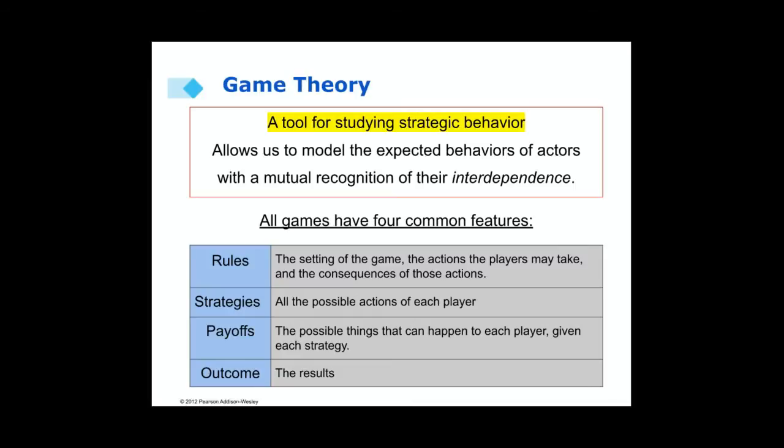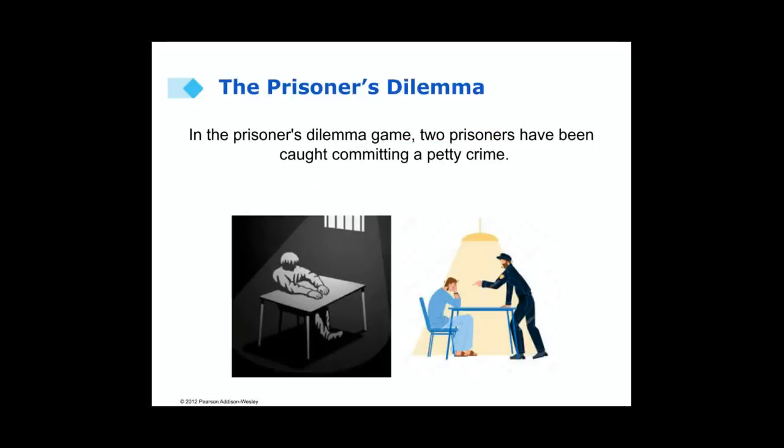All games have four common features: the rules that define the game, the strategies that are available to each of the players, the payoffs, which involve the penalties and rewards, and then the outcome and results. The Prisoner's Dilemma is a classic game theory game.